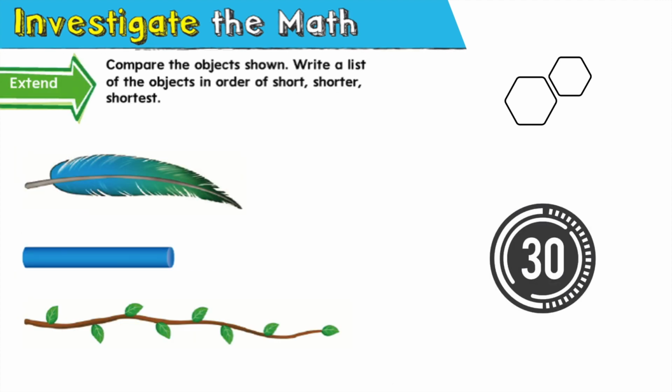All right. Go ahead. I'll give you 30 seconds to decide which one would be short, which one would be shorter, and which one would be shortest when we compare the length of the feather, the chalk, and the branch. Go.